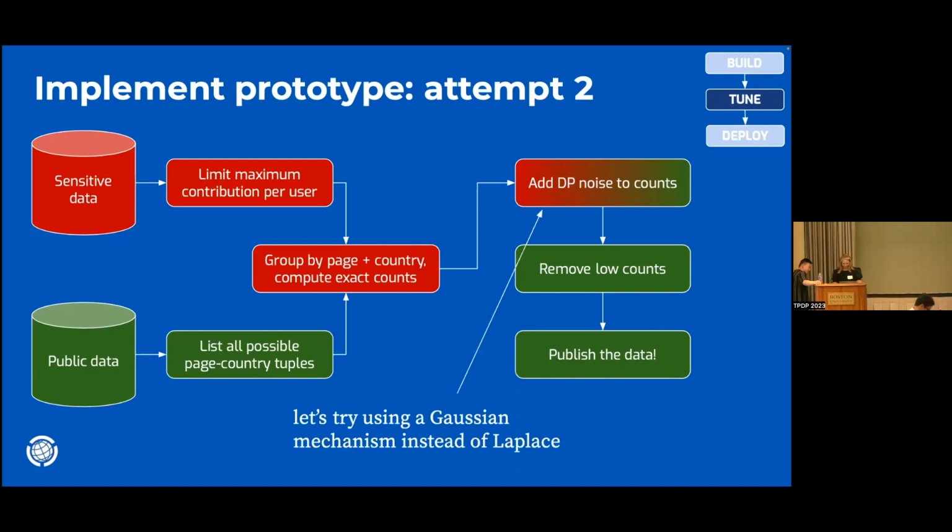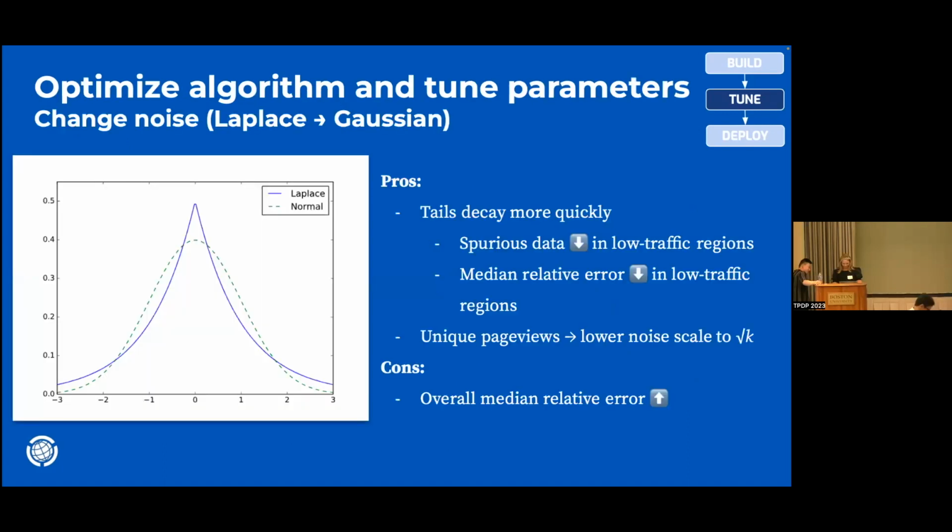So we'll go back and try this again, attempt 2. Instead of using a standard Laplace mechanism, we'll try using a Gaussian mechanism. And why are we doing that? The pros are that the tails decay significantly more quickly, which means the spurious data goes down and the median relative error goes down, particularly in these low traffic regions. We can also take advantage of looking at unique page views, which I'll talk about in a sec, to lower the noise scale to the root of k rather than just the normal sensitivity. The con is that the overall median relative error goes up because the middle of the distribution is a little fatter. So globally, we do a little worse, but locally, we do significantly better.